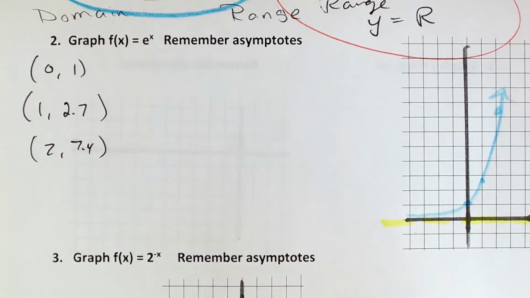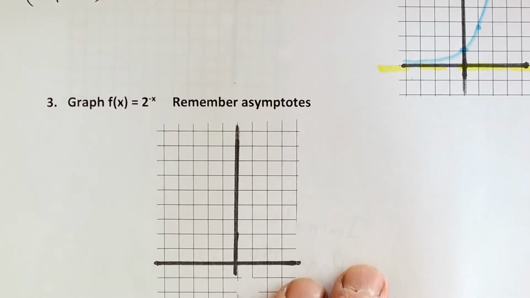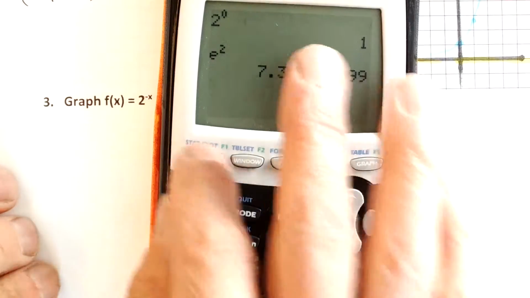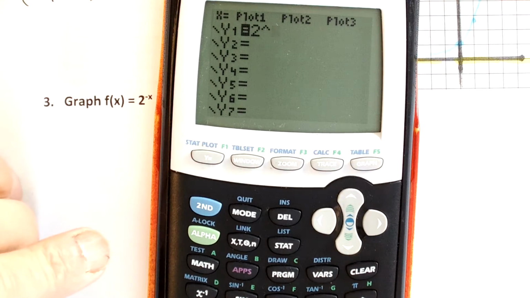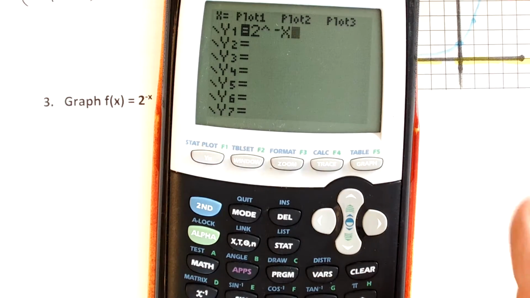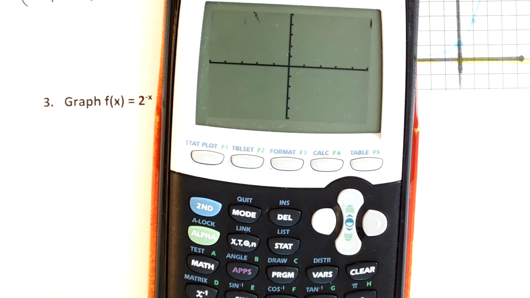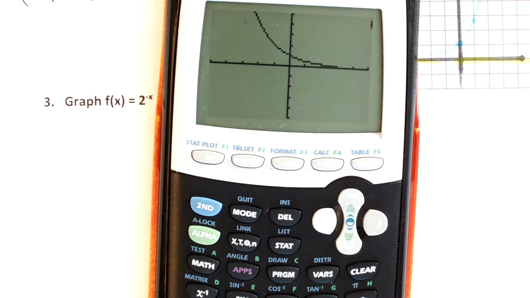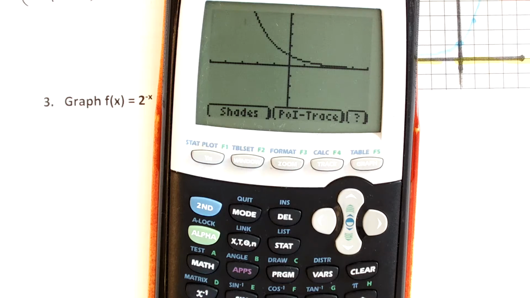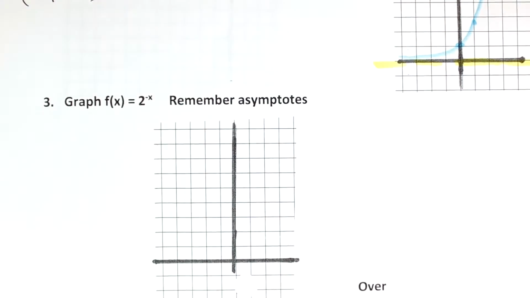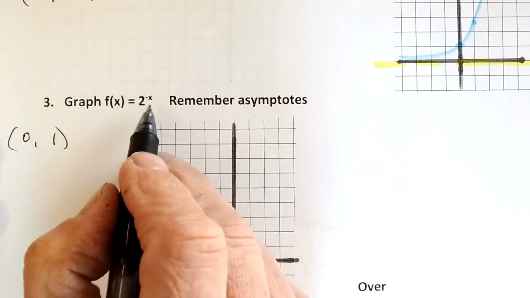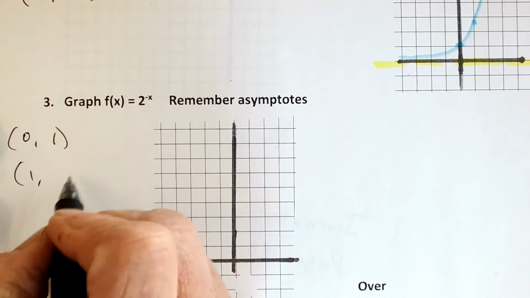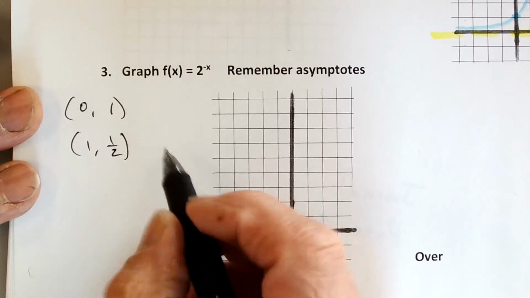Okay, now, number 3. What does 2 to the negative x look like? Well, let's just take a look at it. Why not, right? Clear. If I go 2 to the negative x power, let's see what that looks like on my calculator. I'll graph that. So that one goes down. That one's just the opposite, right? I know that if I plug in 0, it does go through 1, because anything to the 0 power is 1. If I plug in 1, I get 1/2.